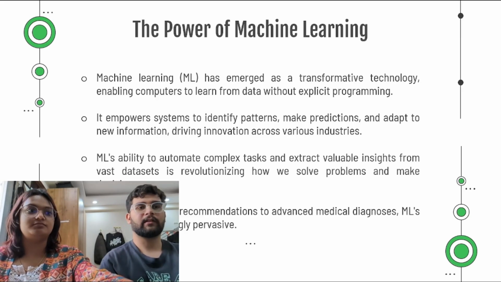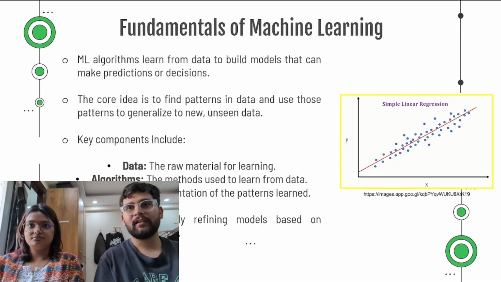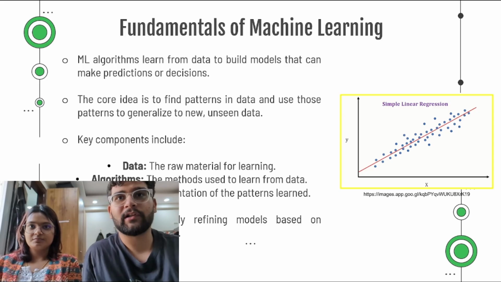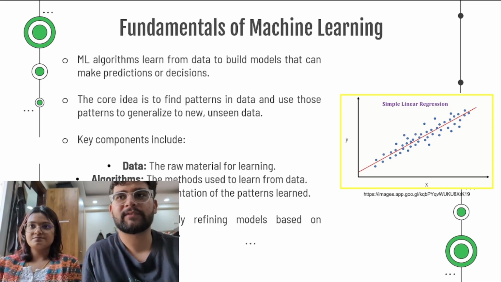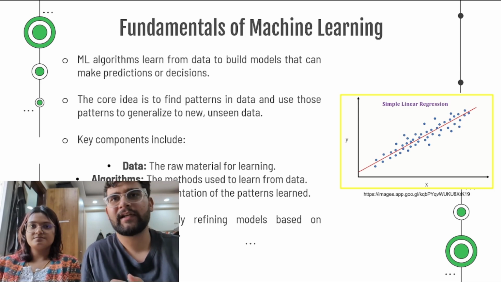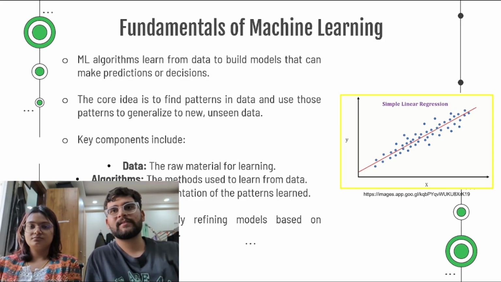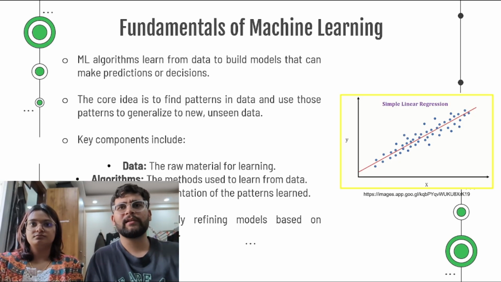Fundamentals of machine learning. At the heart of ML, there are three core components: data, algorithms, and models. Data is the fuel. Without good data, even the best algorithms fail. Algorithms process that data to detect patterns, and models are the outcome, the predictive tools that generalize these patterns to new situations. It's an iterative process where models are constantly improved using feedback.